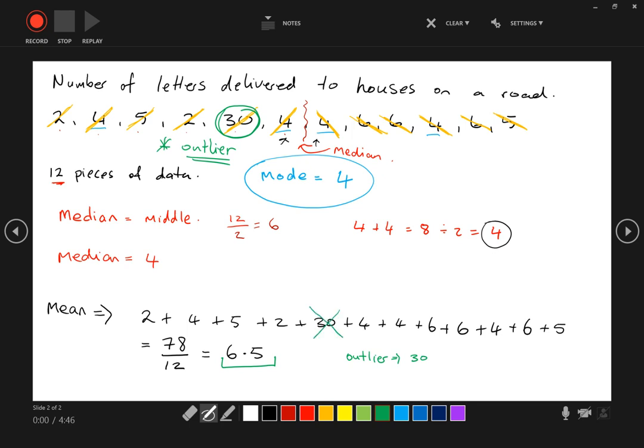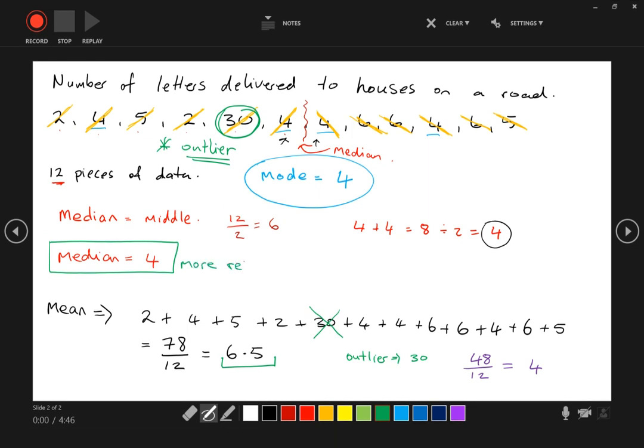Okay, so if I was to not count this number 30 and I was to add up all of the other numbers, so let's do this in purple. So in this case, I am adding up 2 plus 4 plus 5 plus 2, I'm not adding in the 30, plus 4 plus 4 plus 6 plus 6 plus 4 plus 6 plus 5. I get 48. And again, remember, I'm dividing that by 12. And then I actually get a value much more close to the median. So quite often the median is the most reliable when we have an outlier.